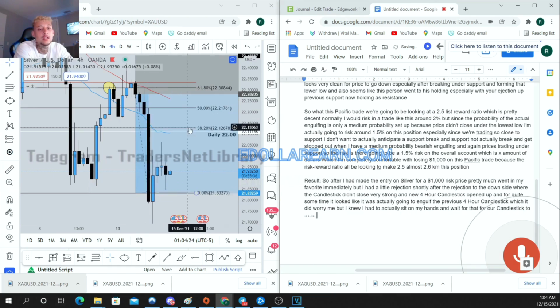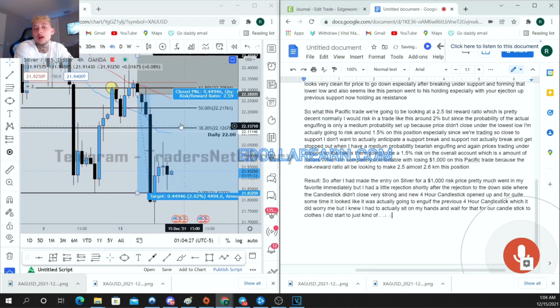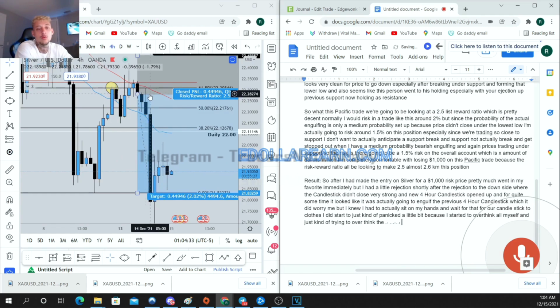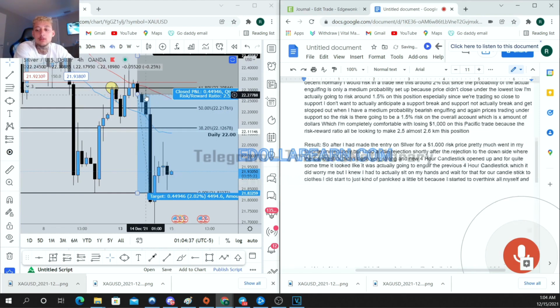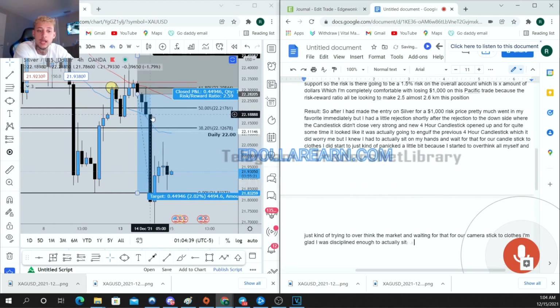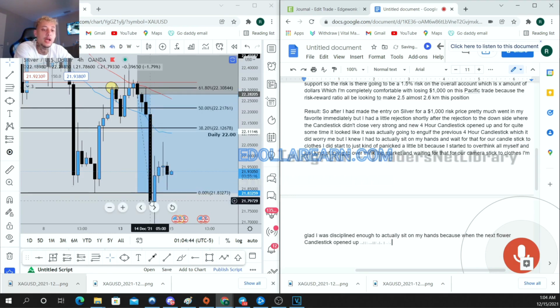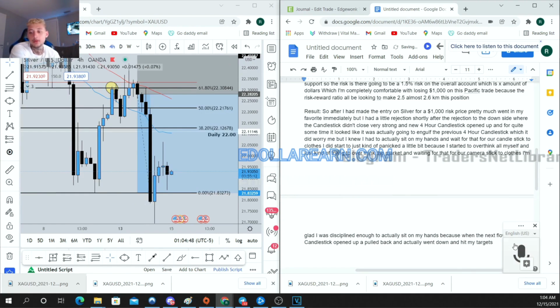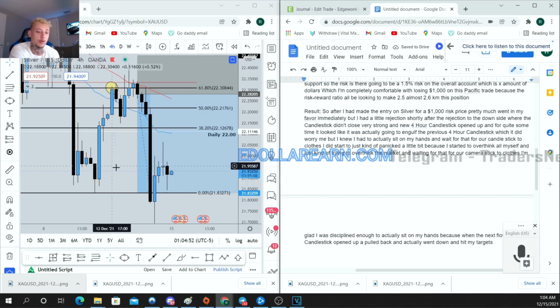to close. I did start to panic a little bit because I started to overthink the market, waiting for that 4-hour candlestick to close. I'm glad I was disciplined enough to actually sit on my hands, because when the next 4-hour candlestick opened up, it pulled back and actually went down and hit my targets. Right? Simple, right? And then you can just end it off with, I think the trade went very well.